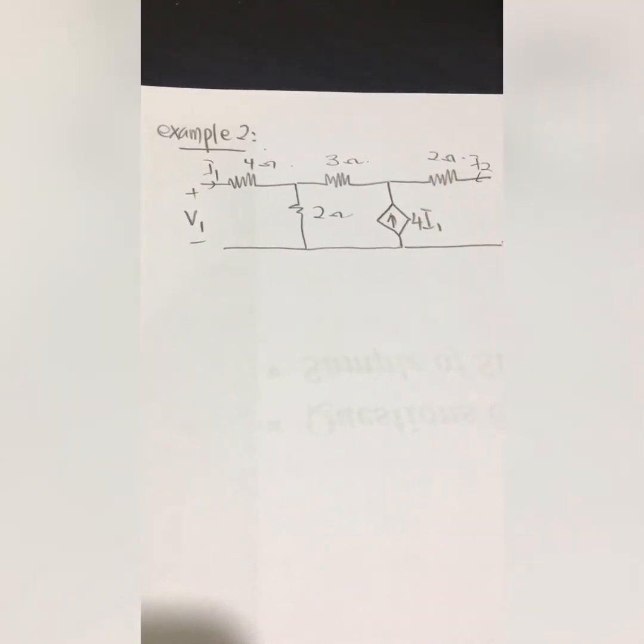Okay, for example 2, we have a dependent source here. So similarly, as what we did in the previous example, we need to put a current source here and a voltage source here.